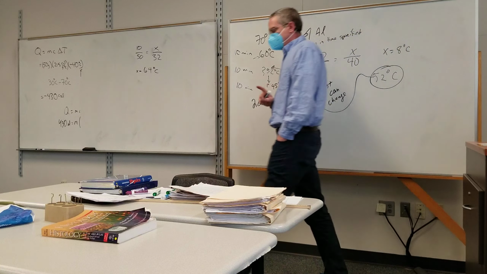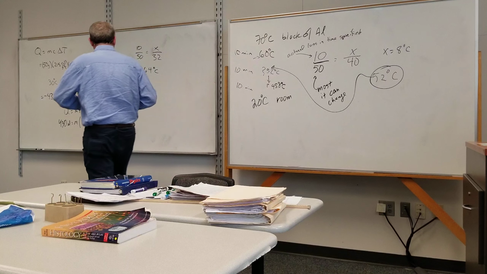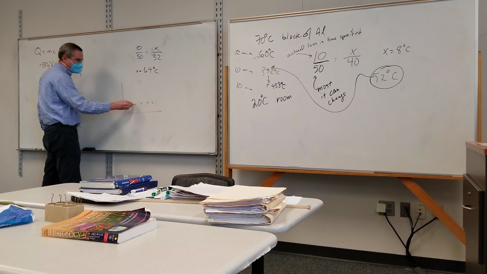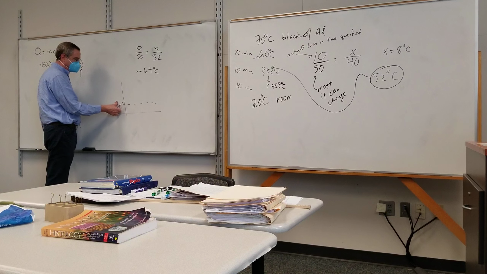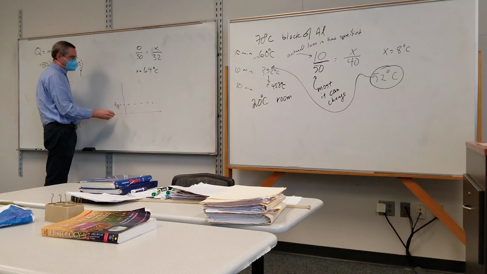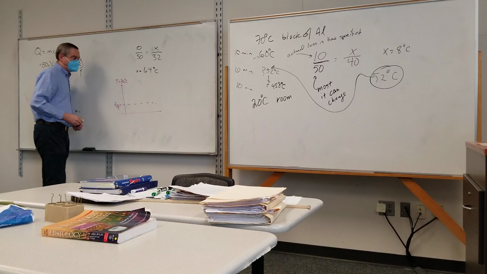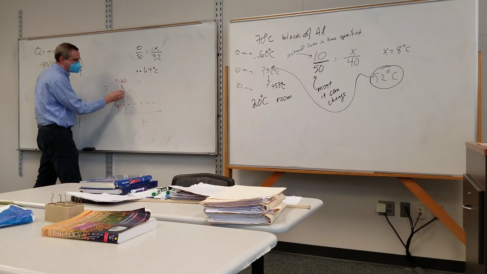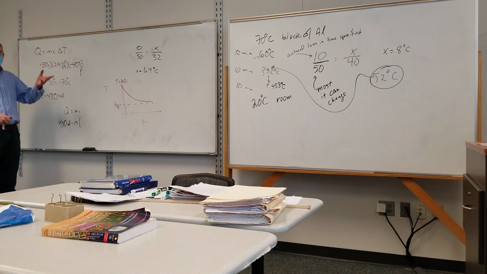No one has actually refuted this, so I'm assuming it's true: everyone wants a graph. If this is the coolest it can get, 20 degrees Celsius, and this is the initial temperature right here, in our case 70 degrees Celsius, then looking at temperature versus time, the graph basically looks like this. It'll get closer and closer to 20 degrees Celsius, never quite hit it. Eventually it becomes close enough that physicists are fine with it.